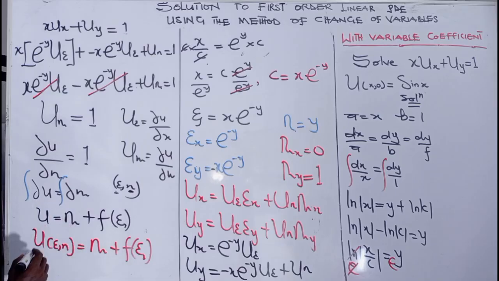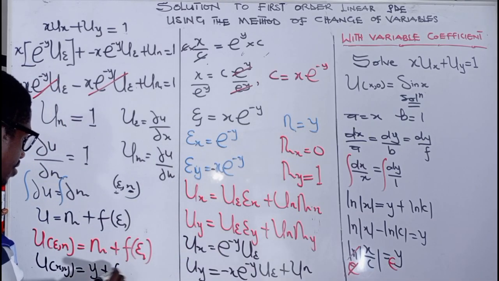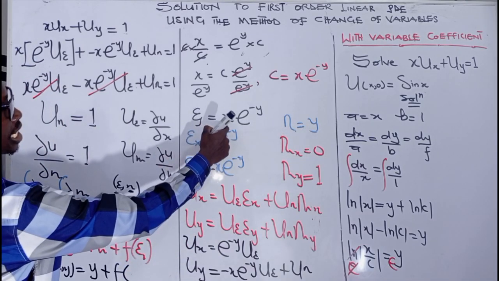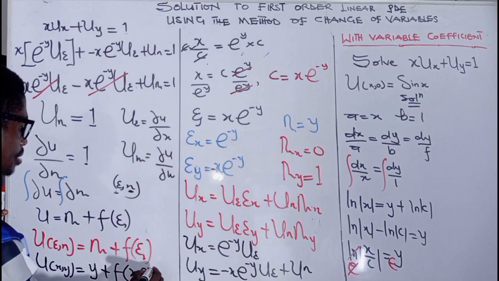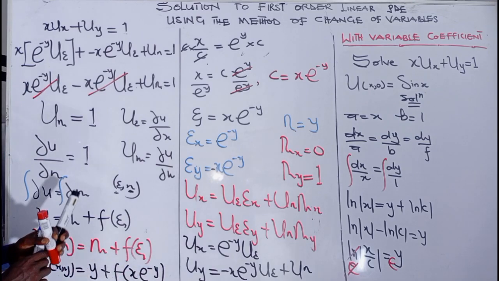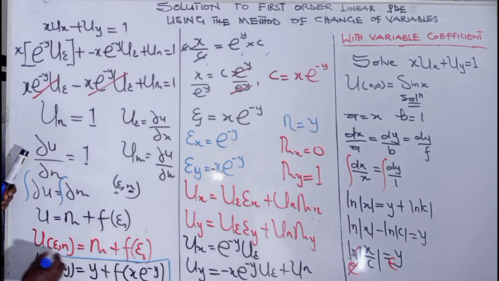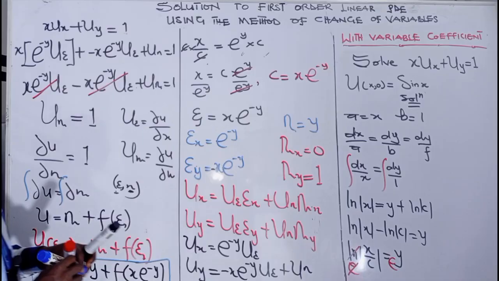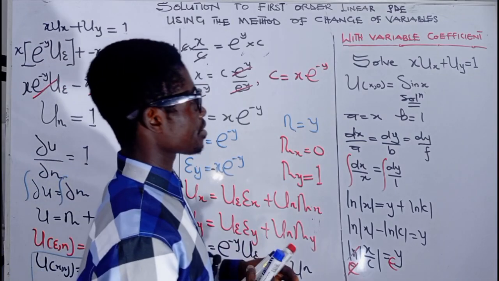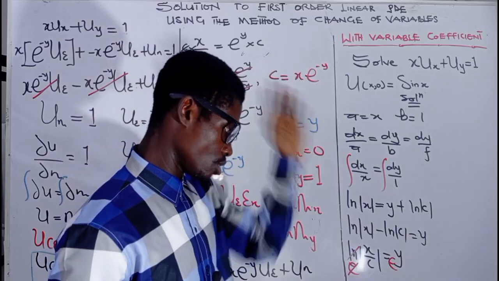So our general solution, which is going to be in terms of x and y now, eta is what? Y. So we have y plus a function of what? Xi. This is xi. So we have x e exponent negative y. So this is our general solution. But realize that with the question given, we have an auxiliary condition or initial condition, so we have to proceed to find the particular solution.